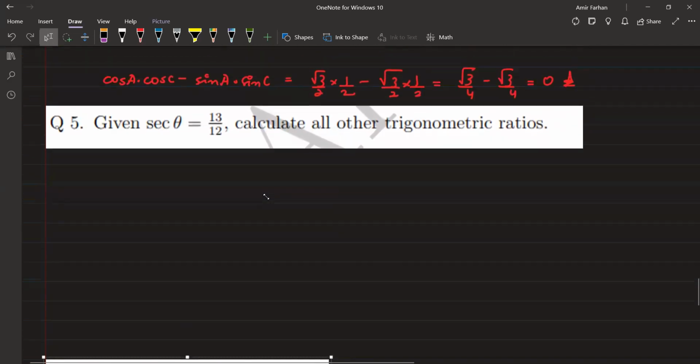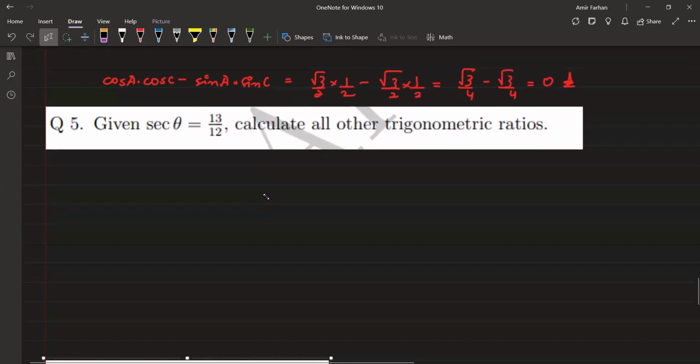Okay, look at the screen. So sec theta is given as 13 by 12. It is equal to H by B. So hypotenuse is given as 13 and B is given as 12. We need to find out P to get all the trigonometric ratios.